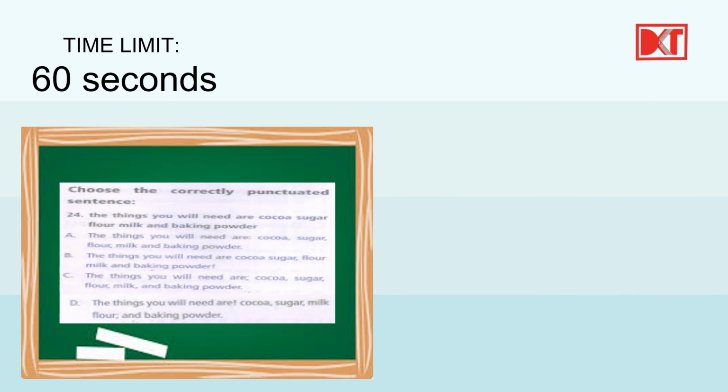And right here, choose the correctly punctuated sentence. The things you will need are cocoa, sugar, flour, milk and baking powder. Let's see. The things. Your T will be capital. Things you will need are cocoa, sugar, flour, milk and baking powder. So all these words, they will have to be separated by what? Commas. Cocoa, comma, sugar, comma, flour, comma, milk and baking powder. And then we have a full stop in the end.